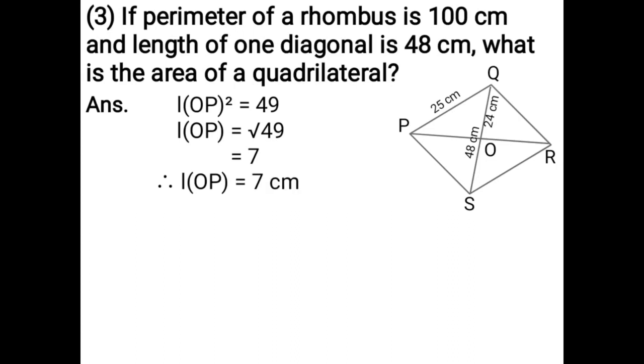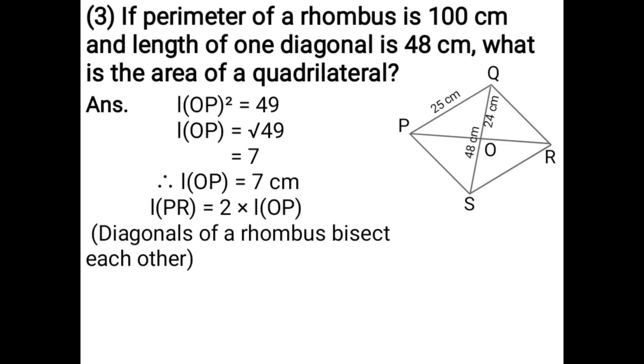Length of OP is half of the length of diagonal PR. Now you have to find the full diagonal PR. Length of PR is equal to 2 times the length of OP. The reason is that the diagonals of a rhombus bisect each other. Length of PR is equal to 2 into 7, since length of OP is 7 centimeter. 2 sevens are 14. Therefore, length of PR is equal to 14 centimeter.